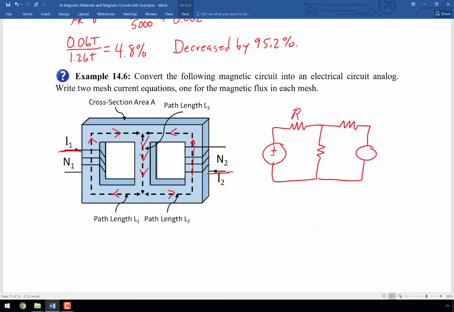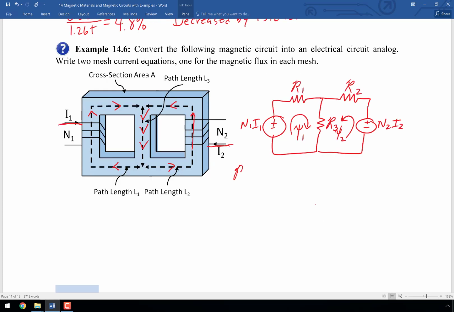So I'm going to refer to this as reluctance 1, and this is going to be reluctance 2, and this is going to be reluctance 3, and these are going to be both, this is N sub 2, I sub 2, and this is N sub 1, I sub 1. This will be psi sub 1, and this one going this direction is going to be psi sub 2. And I know that I have equations for the reluctance. R1 equals L1 over mu sub 0, mu sub R times the cross-sectional area, and R2 is equal to L2 divided by mu sub 0, mu sub R times the cross-sectional area.